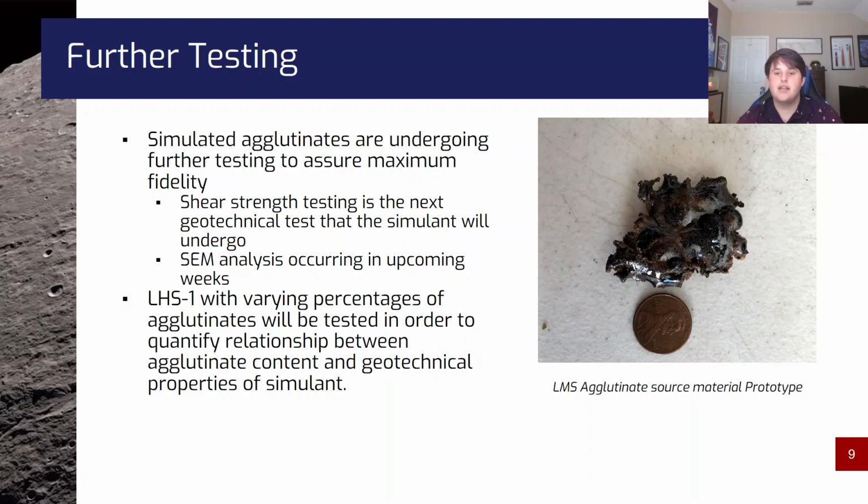You can see on the right-hand side here, this is some of our LMS agglutinate source material. It's currently a prototype, and whereas in LHS we use only an orthocyte to simulate the agglutinates, due to the complex mineralogy of LMS, we have to actually agglutinize the entire soil. But that accurately simulates how it would occur on the moon as well.